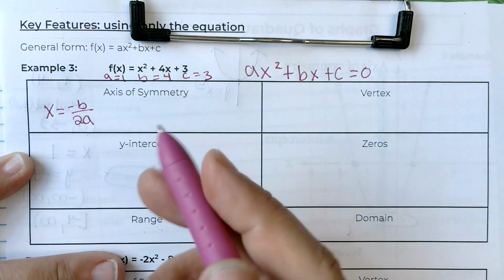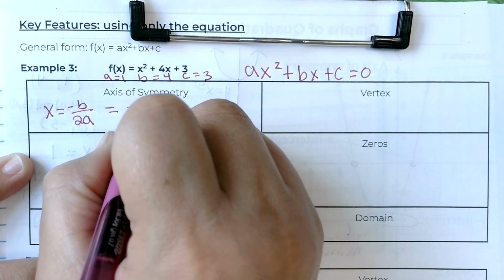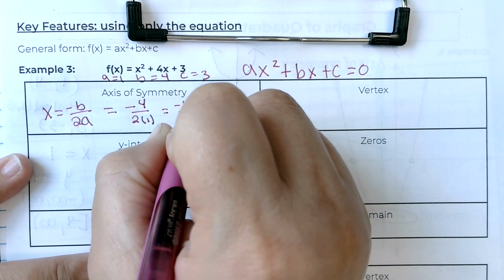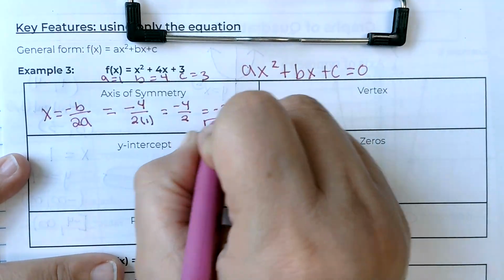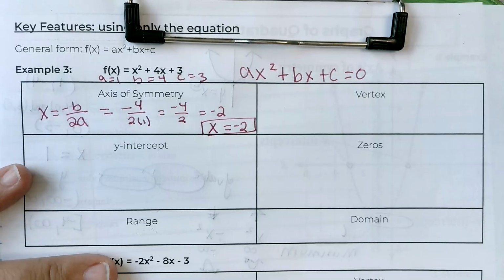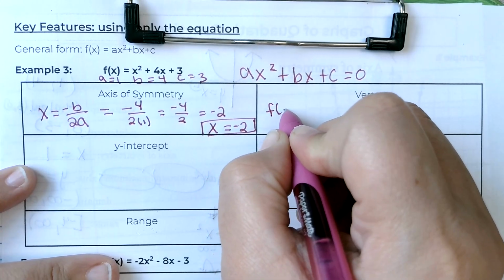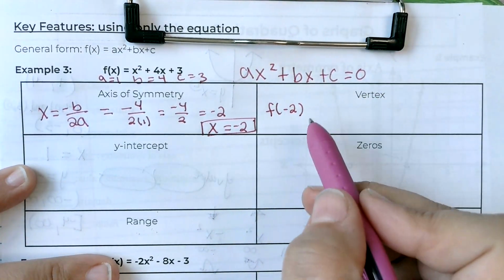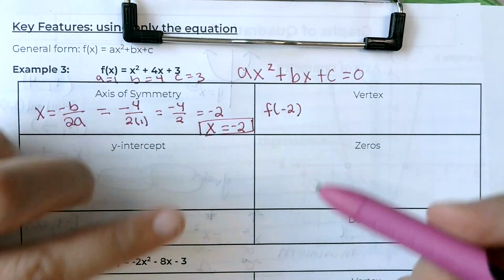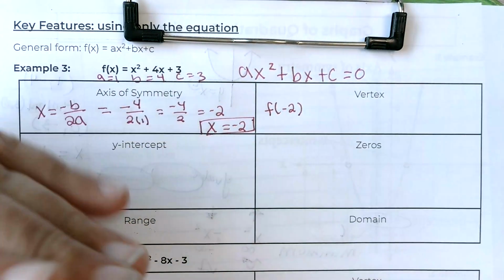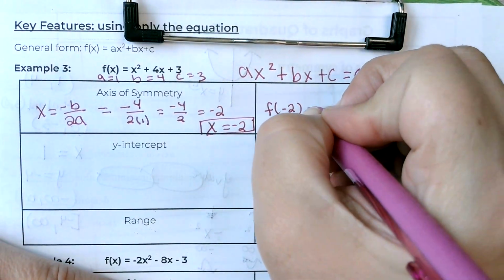I'm going to plug those into my equation for the axis of symmetry. So -4 over 2 times 1 is -4 over 2, which is -2. So the axis of symmetry is x equals -2. To find the vertex, we're going to use this information and find f of -2. Because we know that f of -2 means an x value, when we input that -2 into the equation, we'll get an output of the y value, and that's what we're looking for.